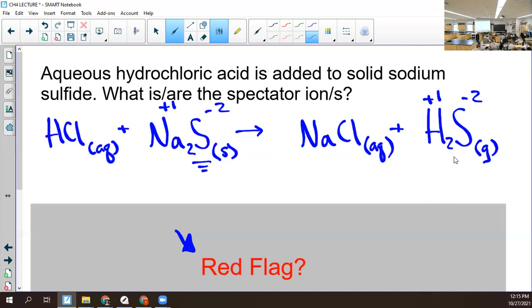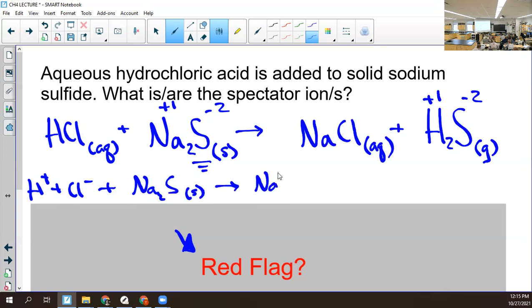All right, so now I would do my complete ionic equation. You don't have to, but I will do it for those that need it. Aqueous means it's apart, so H plus, Cl minus, plus Na2S solid. If it's solid, it stays together. Goes to Na plus, Cl minus, plus H2S gas. If it's a gas, it stays together.